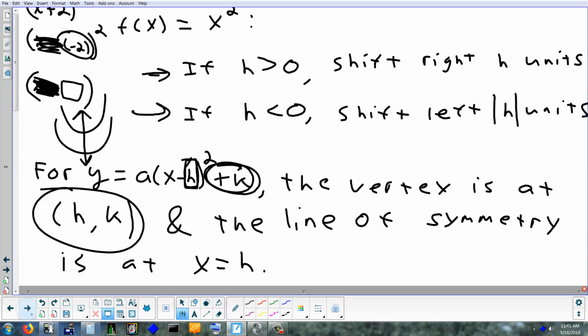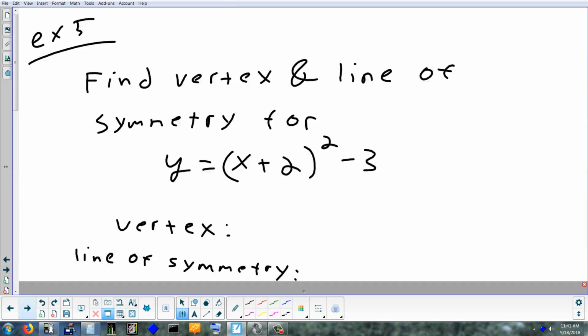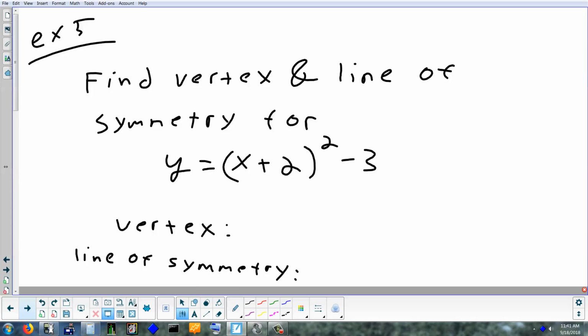Okay, so let's look at an example. We want to find the vertex and the line of symmetry. So just a reminder, what were the two letters for the vertex? It was what, comma, what? Yep. H, comma, K. H is the number after the minus sign in the parentheses. K is the number at the end.